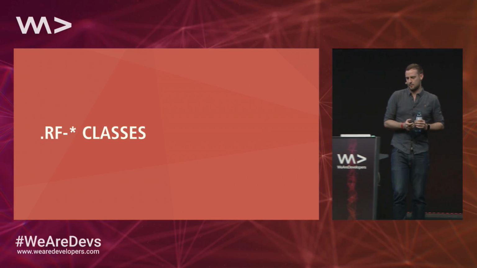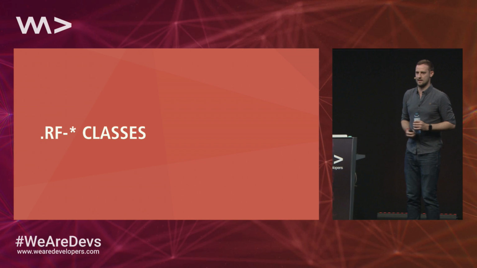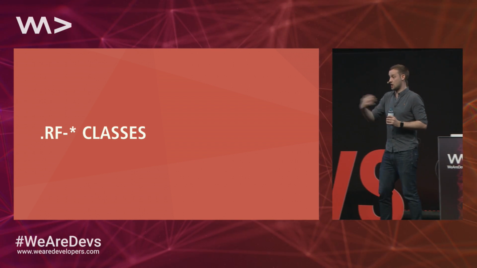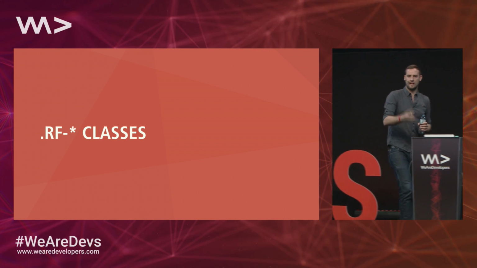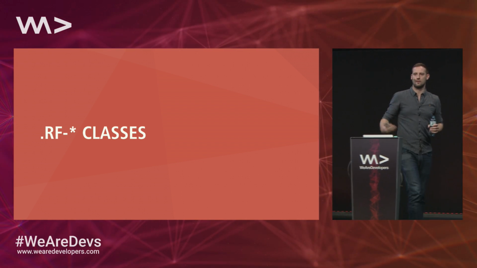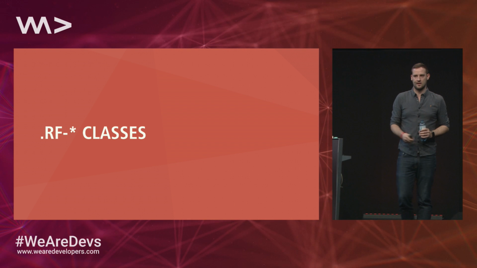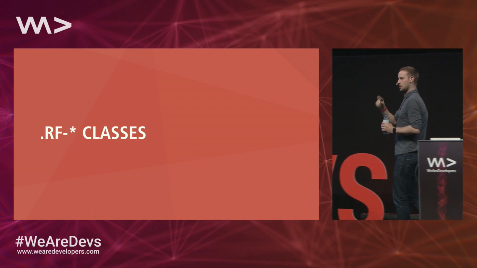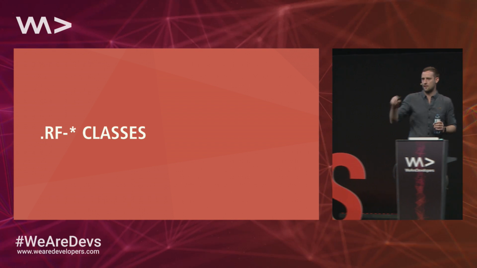Next little tip, really quick tip. We've got these things called RF classes. When you're refactoring a project and you step through and you start changing things, it's important to signal to your colleagues what has or hasn't been fixed. A really simple way of doing this is every time you refactor or edit or rename a piece of CSS, just stick an RF hyphen in front of that class name.